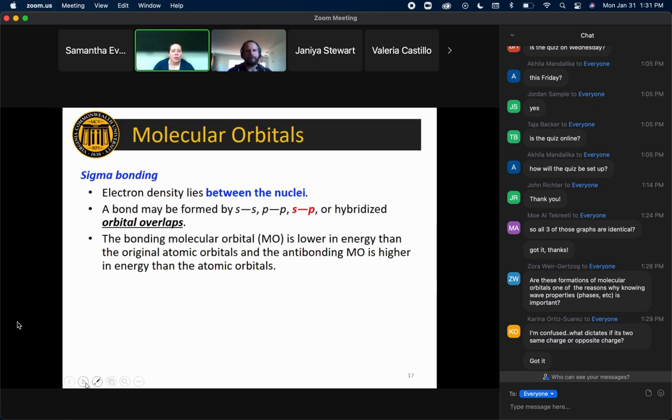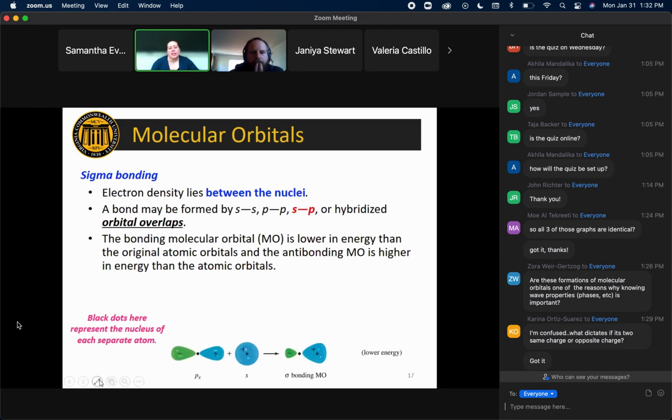Okay, so we've been talking about sigma bonding, where the electron density lies between the two nuclei, right? And I've shown you only so far examples of s orbitals and s orbitals coming together. So they don't only have to be s and s orbitals. We can have other types of orbitals coming together. And so I'm going to show you some more examples of that. So starting with an s and a p coming together.